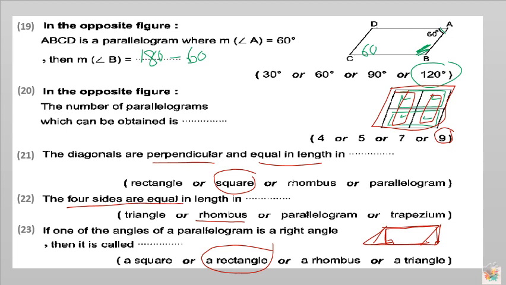لو قلت باراليلوجرام عنده تو diagonals are perpendicular يبقى رومبوس. لو قلت ان التو diagonals are equal يبقى ريكتانجل. لكن لو جبت حاجتين مع بعض، قلت باراليلوجرام diagonals عنده equal and perpendicular، يبقى على طول هيروح لمين؟ للسكوير. برافو عليكم.